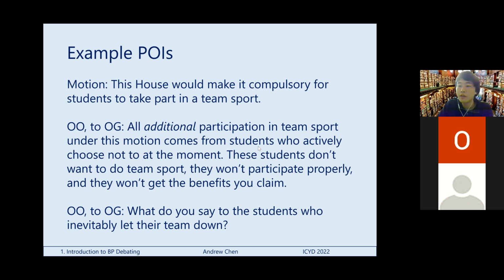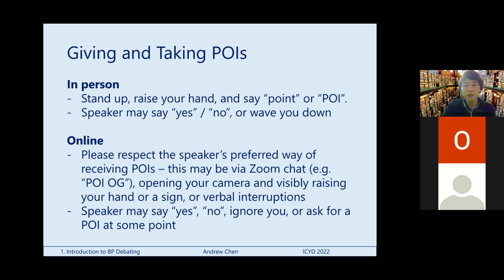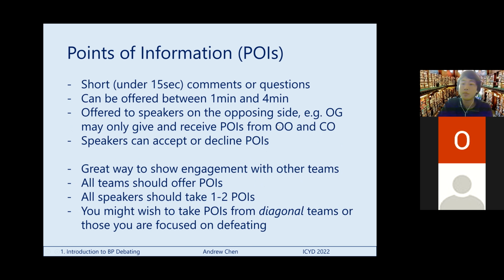Question, can POIs be given to all speakers or are the two closing speakers excluded? So you can give POIs to anyone on the opposite side. So if you're an OG, you can give POIs to OO and CO. If you're CG, you can give POIs to OO and CO. If you're OO, you can give POIs to OG and CG. If you're CO, you can give POIs to OG and CG. So whether you're opening or closing doesn't matter when it comes to POIs. You can just give POIs to the opposite side of the debate, whether they're closing or opening.